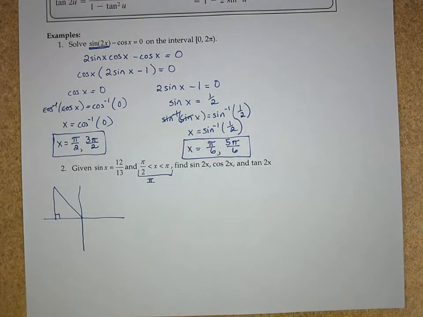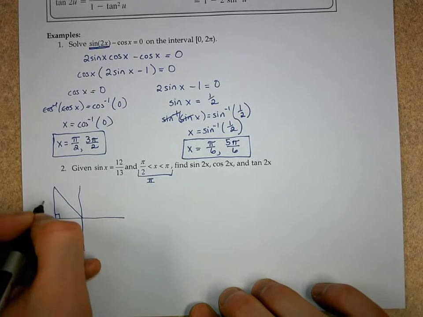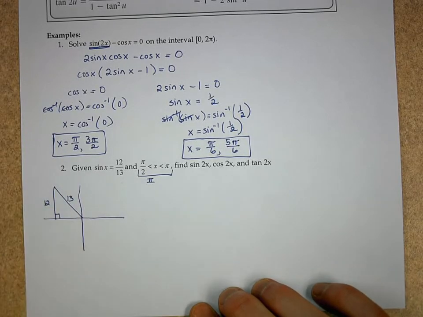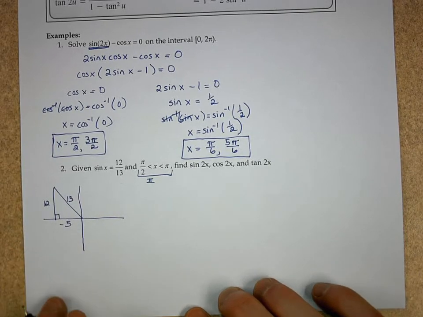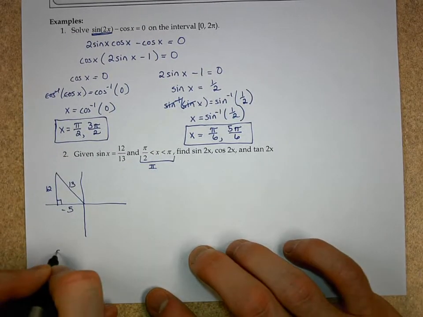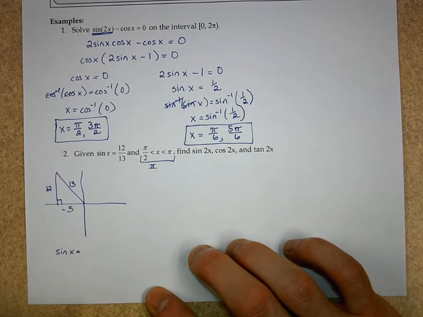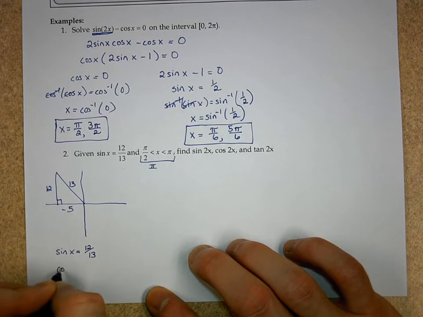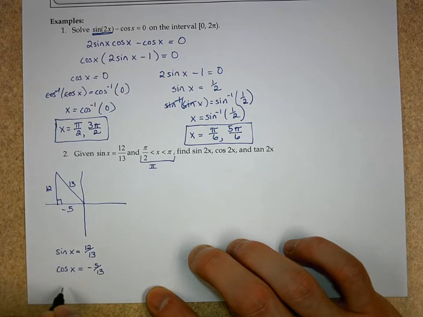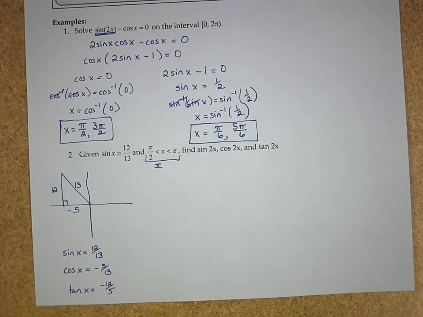Sine, we know, is the opposite over the hypotenuse. So the opposite is 12, the hypotenuse is 13. And this would be a 5, 12, 13 triangle, so my adjacent would be -5. So I know my sine of x is equal to 12/13. That's what's given to me. Cosine of x is equal to -5/13. And finally, the tangent of x is -12/5.